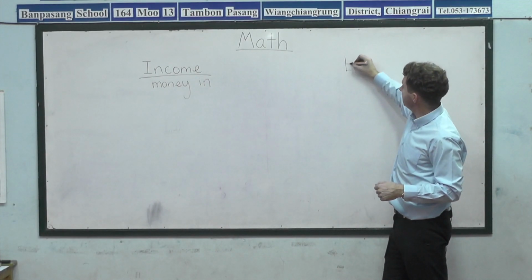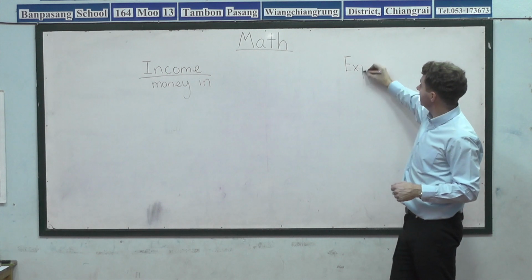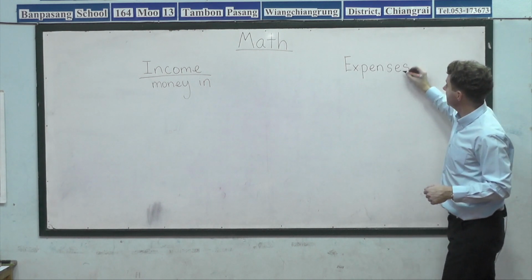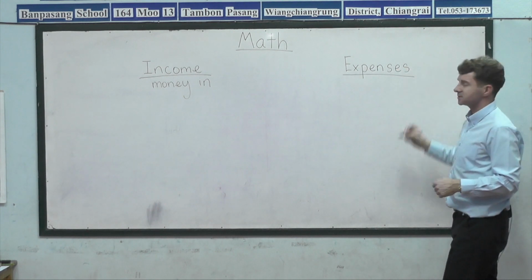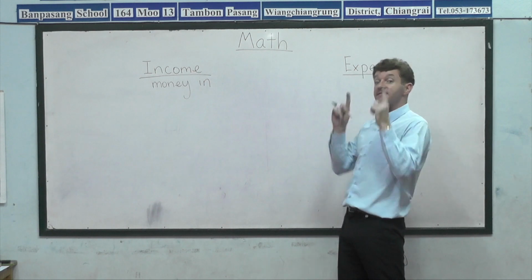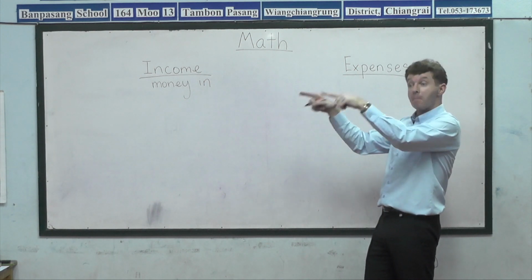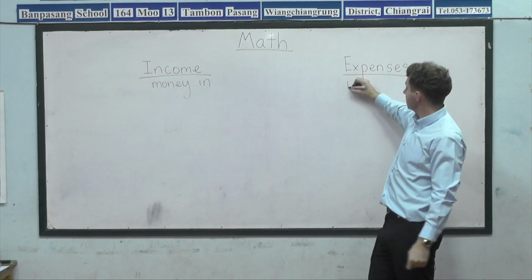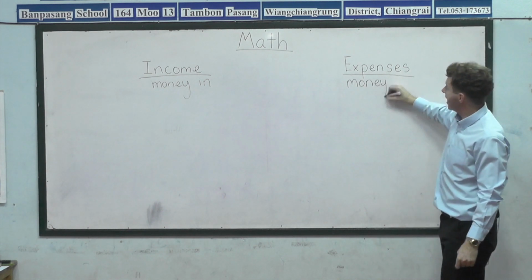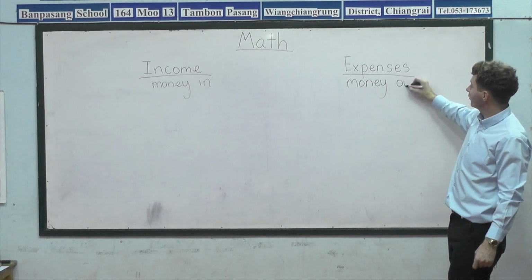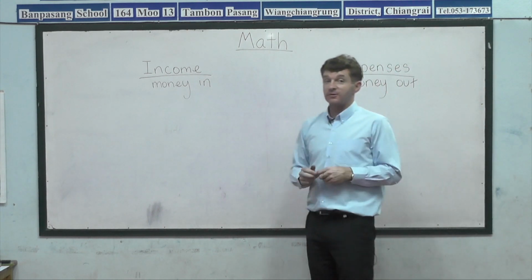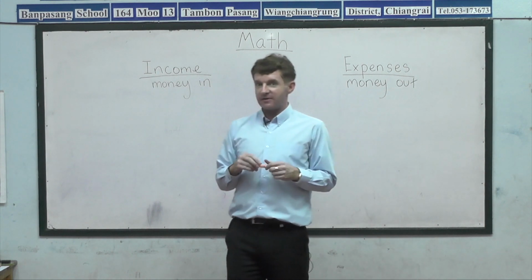Expenses. E-X-P-E-N-S-E-S. Expenses. So if income is money in, expenses is money out. Money out. Very good. M-O-N-E-Y-O-U-T. Excellent.